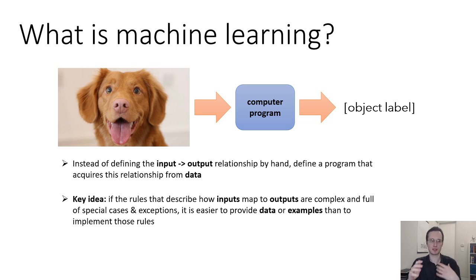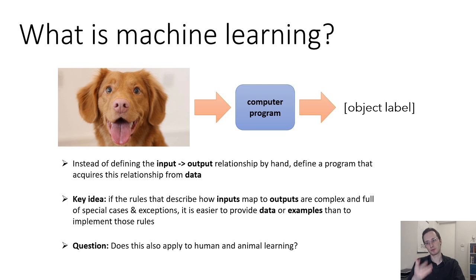So machine learning is not some kind of magic thing. It's not the right solution to every problem. It's the right solution to problems where the relationship between the inputs and outputs is complex and full of special cases, so that it is easier for us to provide examples than it is to implement those rules by hand.